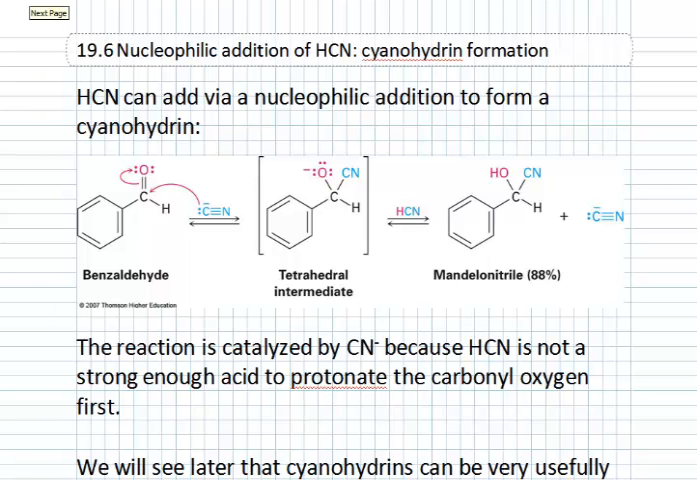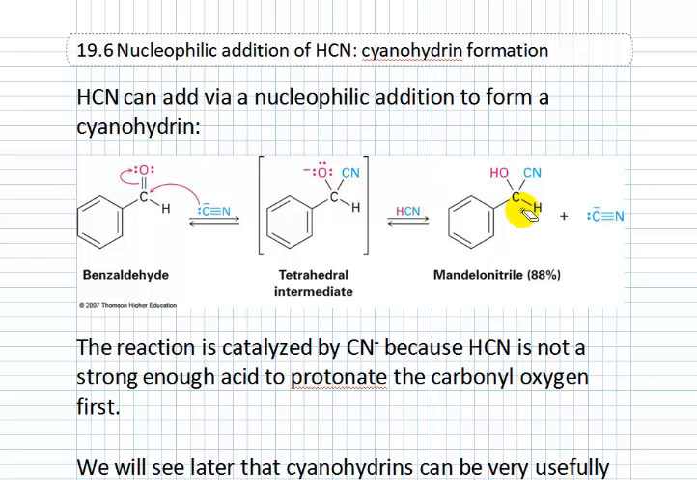Let's make a cyanohydrin. That's the nucleophilic addition of H and CN across a double bond. So here's our cyanohydrin. Here's our carbonyl. Right, we added an H to make it into an alcohol, and the CN was attached.